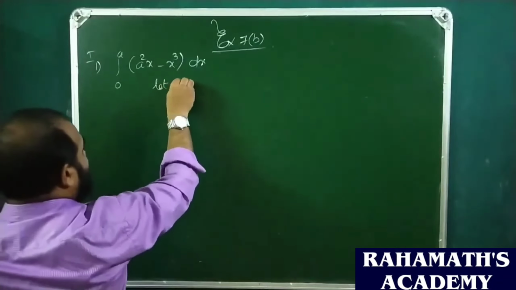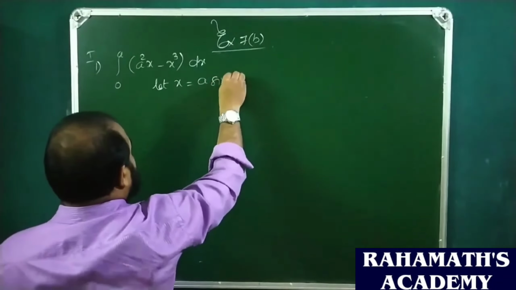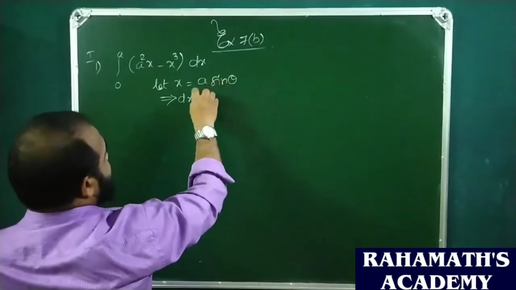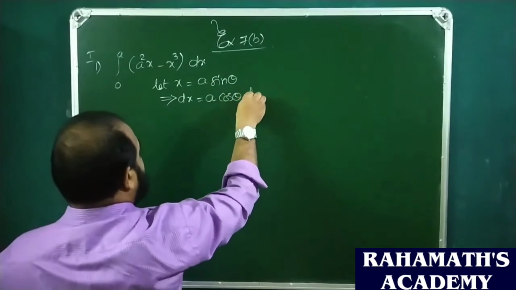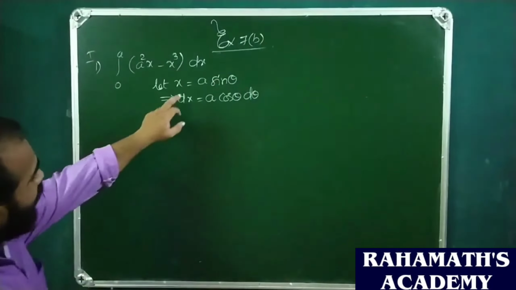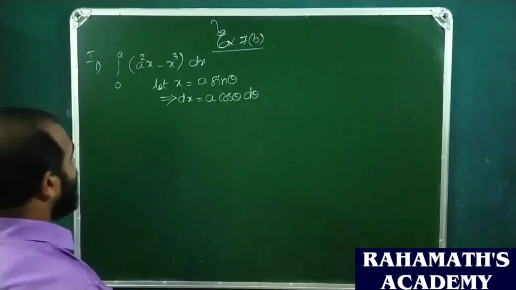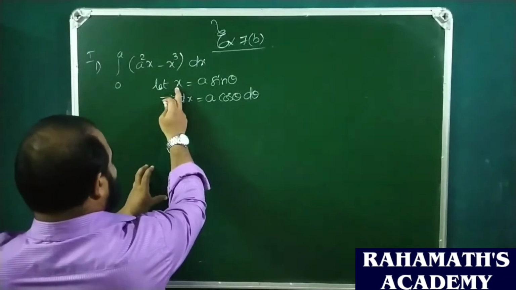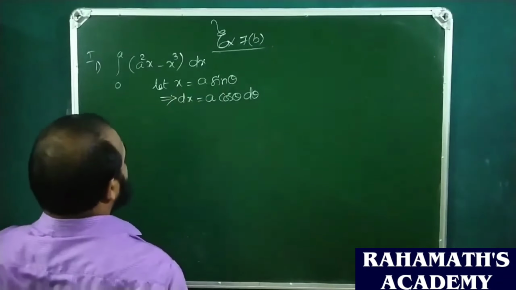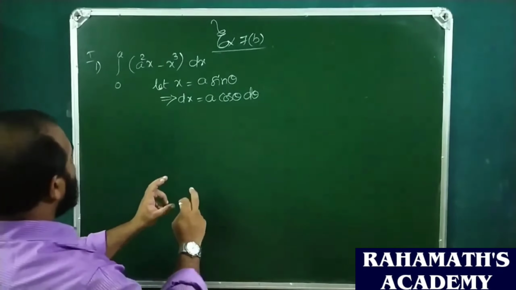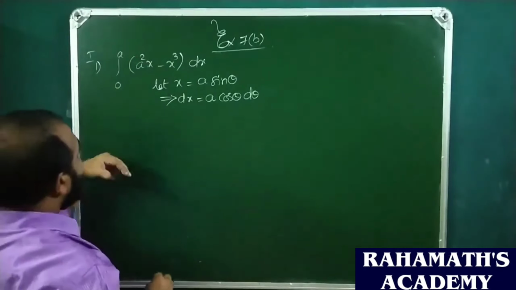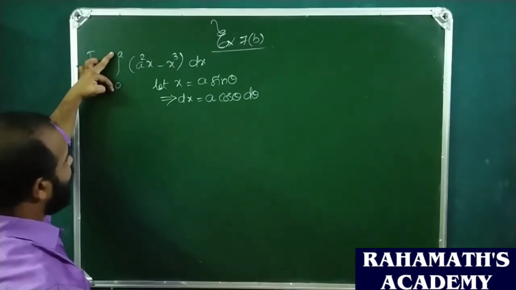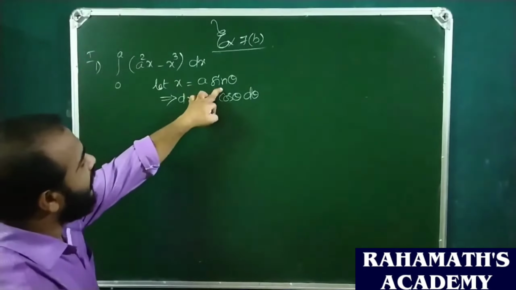Let x equal a sin theta, I take. Then dx is equal to the derivative of a sin theta, which is a cos theta d theta. Whenever we opt for substitution, we are trying to change the variable of integration x in terms of theta. Therefore, we need to change the limits of the original function as well. We need to find the limits for theta as well.